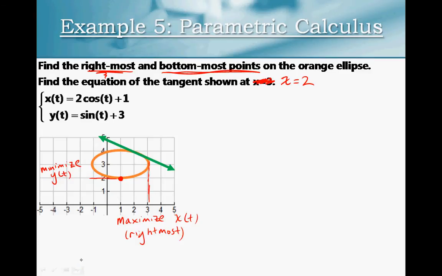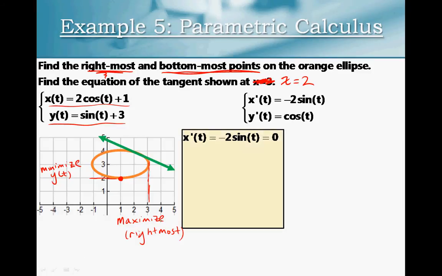Okay, so here's the equation that we got on the previous page. X of t is 2 cosine t plus 1. Y of t is sine of t plus 3. So to find the rightmost point on this orange ellipse, if we maximize x of t, we're in good shape. To find the bottommost point on the orange ellipse, if we minimize y of t, that's going to give us our bottom point on the ellipse. Okay, so if we're minimizing and maximizing, we should take the derivative and set it equal to 0. So here they are. X prime of t is negative 2 sine of t. Y prime of t is the cosine of t.